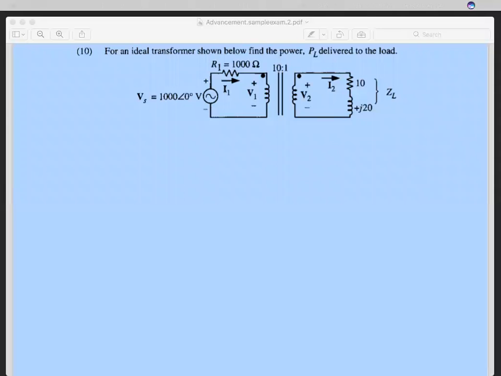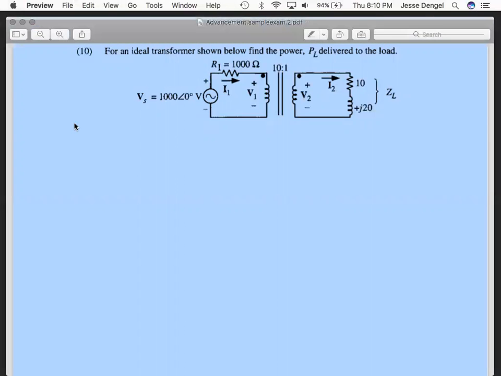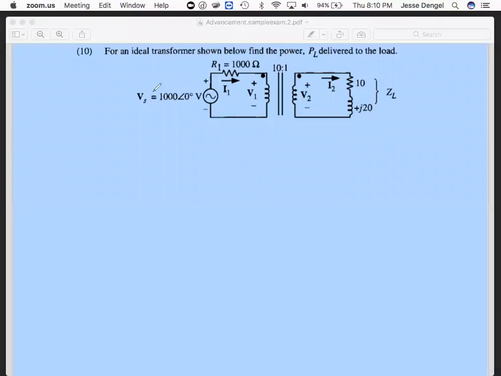Okay, so I am preparing for a final, so that means you guys get to as well. And the first problem we're gonna do is number 10 in the advancement sample exam. I'm gonna turn on my annotation here, turn on my drawing, and let us begin. So the question is, for an ideal transformer shown below, find the power delivered to the load.